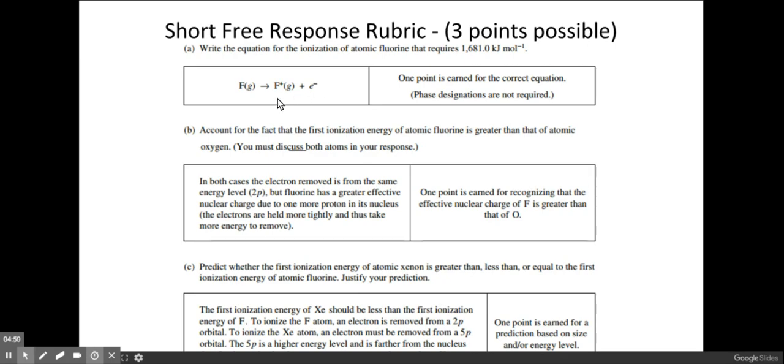And this feels uncomfortable for a lot of people because you're not used to seeing F with a plus charge, but that's why it's got a really high ionization energy. It doesn't want to give away that electron, it wants to gain them.